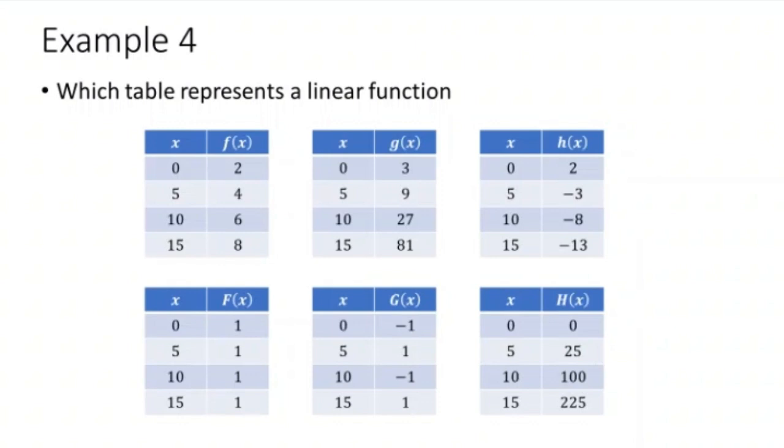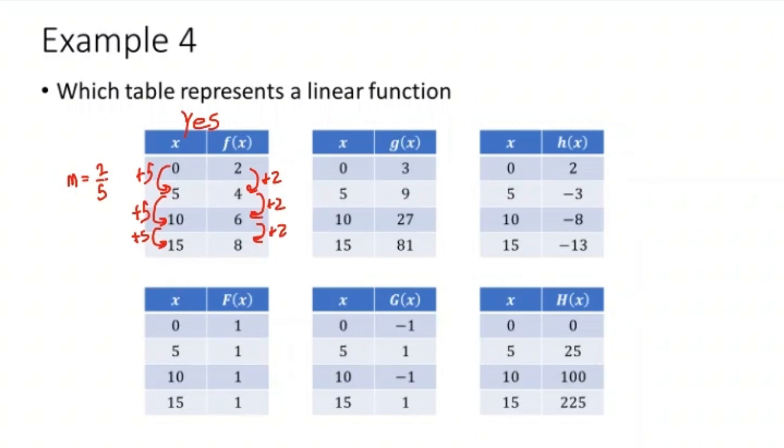So taking a look at the first table, again, notice how the x's are increasing by 5 from row to row. If we take a look at the f of x, we're going from 2 to 4 to 6 to 8. So each time x increases by 5, f of x is increasing by 2. So the slope would always be 2/5. This table does represent a linear function because the slope is constant.